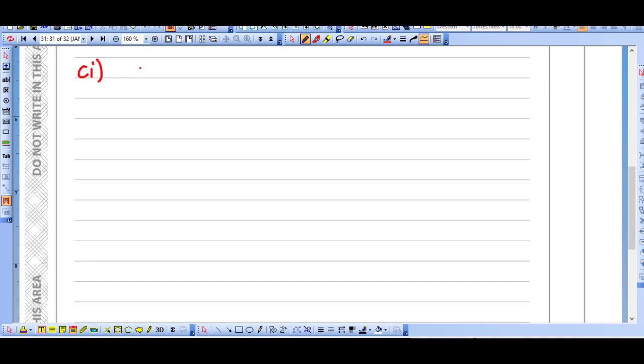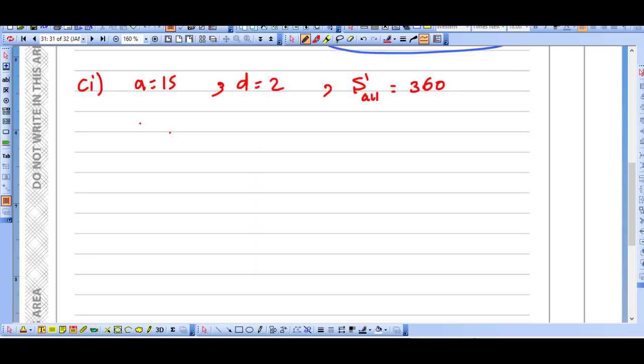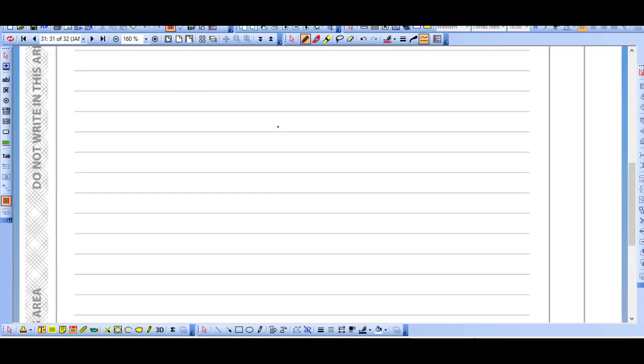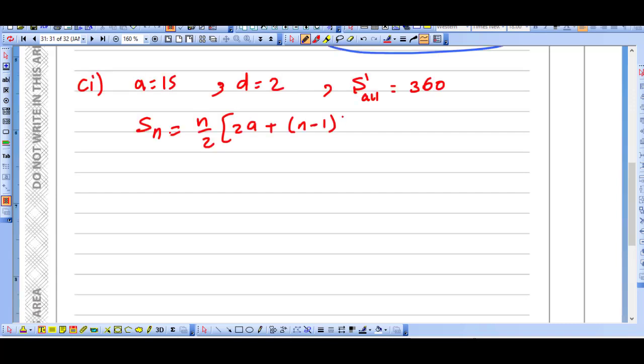part I. Arithmetic series, a is equal to 15 and d is equal to 2. The summation of the whole distance is equal to 360. Now the summation S12 is equal to, according to the summation of n first terms, Sn, which is the summation for the arithmetic series, equal to n over 2 multiplied by 2a plus n minus 1 multiplied by d.